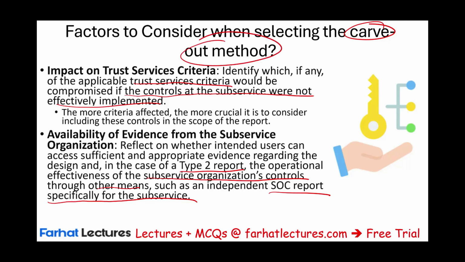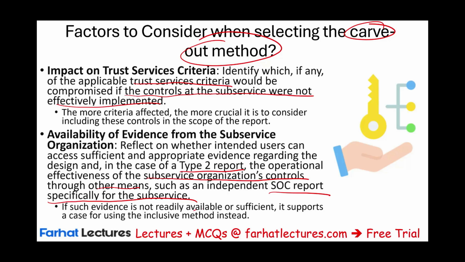So those are the factors that you have to consider when you're thinking, I'm not going to include them. You have to look at those. And again, the more you rely on their controls, the more likely you're supposed to include them. If such evidence is not readily available or sufficient, it supports a case for using the inclusive method. So if there's nothing available out there, then you have to include them.